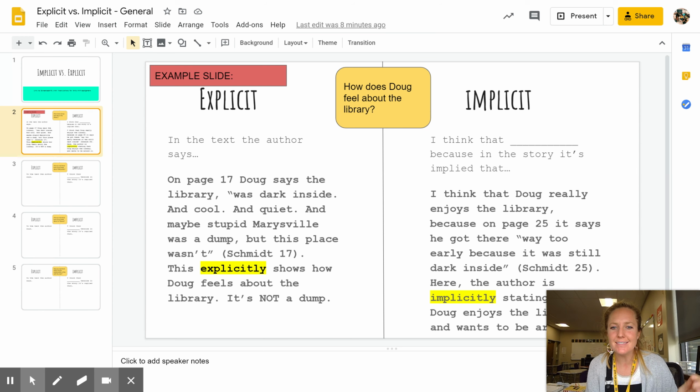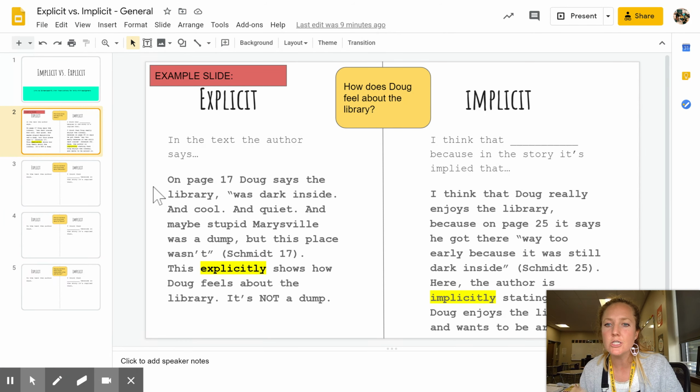Okay. Hi, guys. So here is your mini assignment on showing us how you know the difference between explicit and implicit information. So remember from the video earlier, explicit is when the author directly states something and it's obvious. I don't have to make an inference. Implicit information from the author is when it's not necessarily directly stated, it's implied, and I have to make an inference.